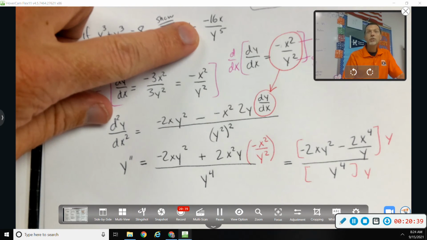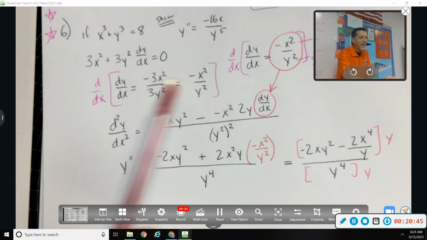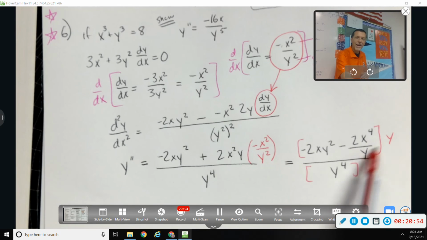For two reasons. One reason is the reason Andrew pointed out. Now I'm going to get y to the fifth in the bottom, and then, hey, at least my denominator matches, right? I've got to be getting close. Can you do that? There's a y already up there, can you just move that down? And I get a bonus here. These y's will cancel.